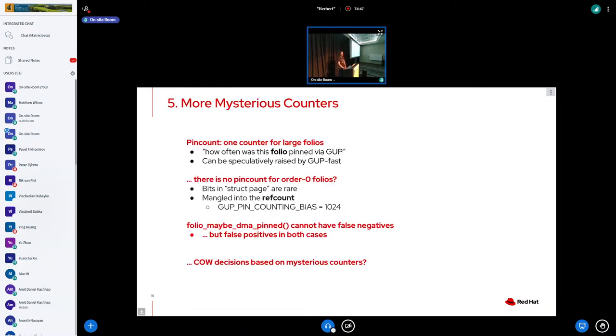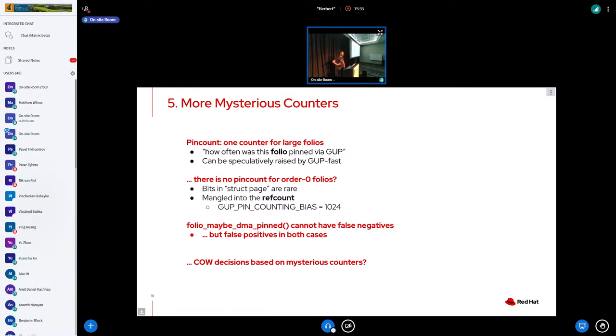So to throw in some more mysterious counters, we do have a pin count. Pin count tells us how often get user pages has actually pinned this page using this magic FOLL_PIN flag. One interesting side note is that it's only available for multi-page folios. So if you have a single base page, it's not available. And in contrast to the documentation, it can be speculatively erased by GUP-fast. So that means not even in that case is it correct to rely on the value. So we do have a primitive called folio_maybe_dma_pinned, and even for these large folios it's only guaranteed to not have false negatives, but it can have false positives.